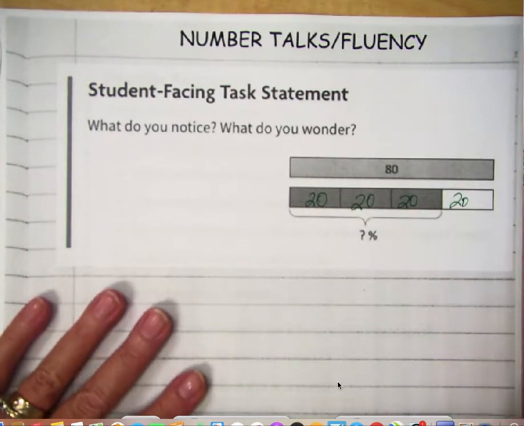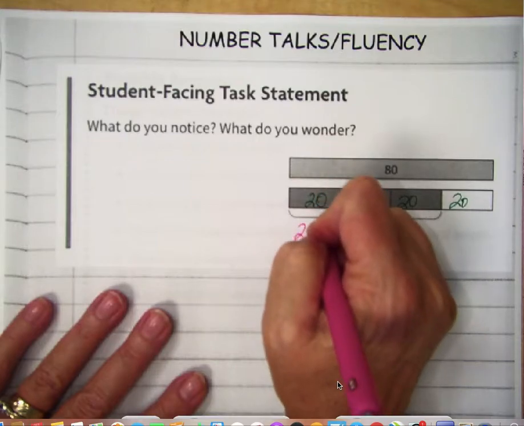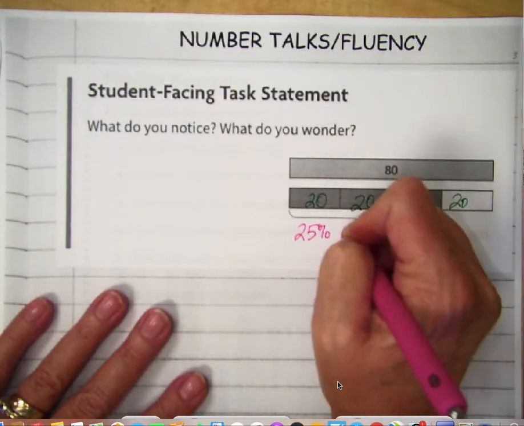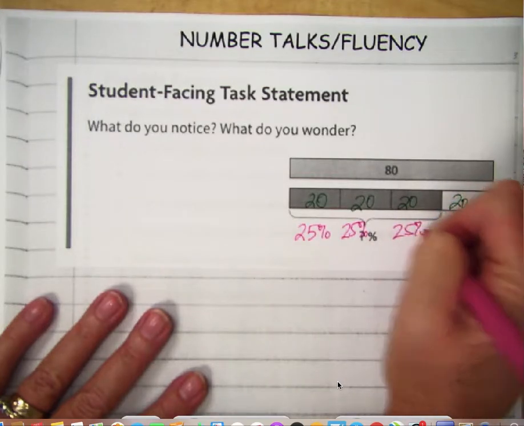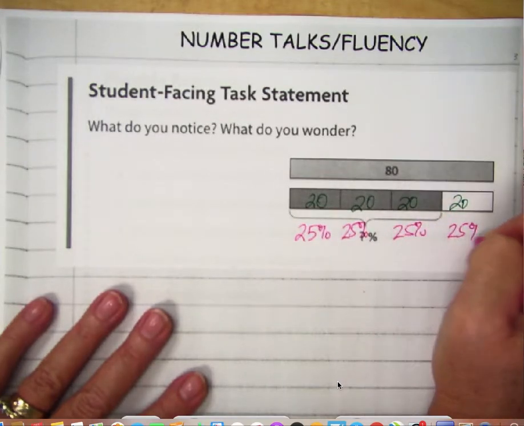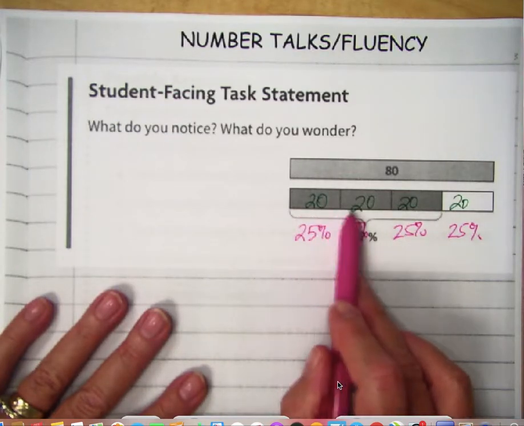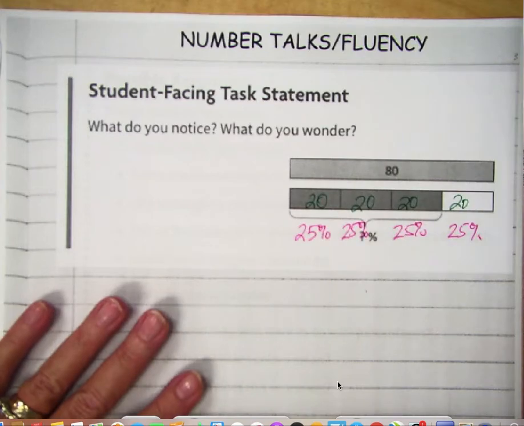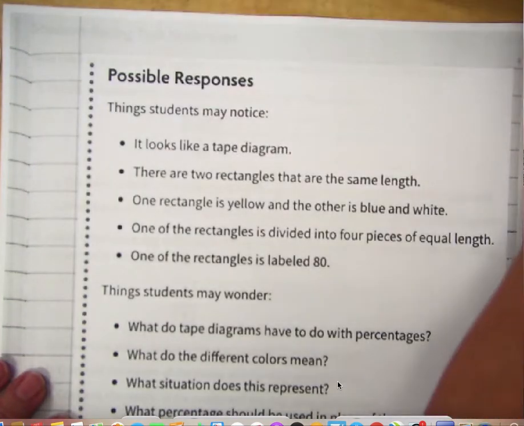Well, what's 100 divided by 4? Well, 100 divided by 4 is 25. So each one of these would be 25%. 25% and 25%. So don't the 4 parts equal 100%? Don't the 4 units equal 80? So there you go. I'm done. Okay?